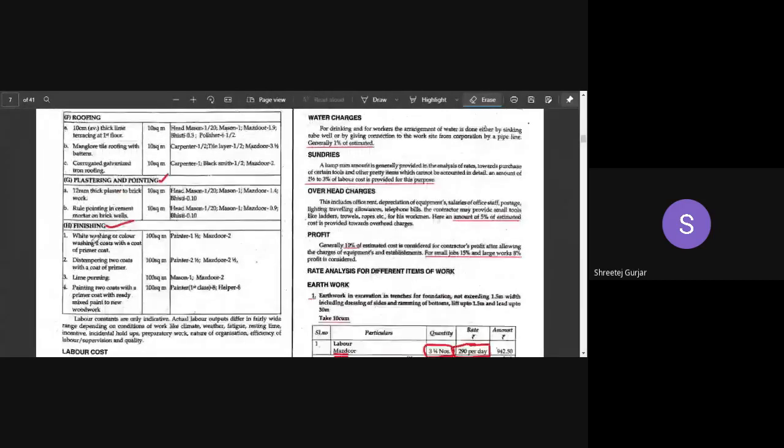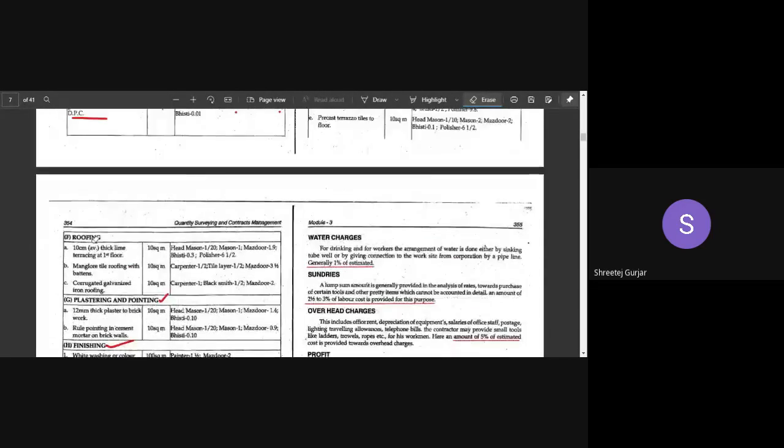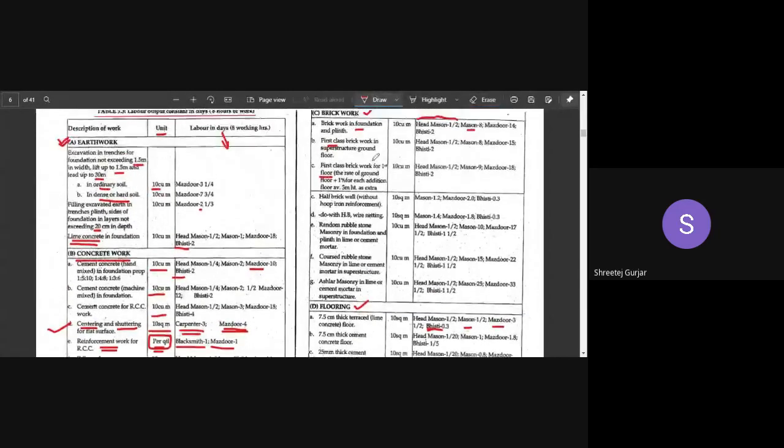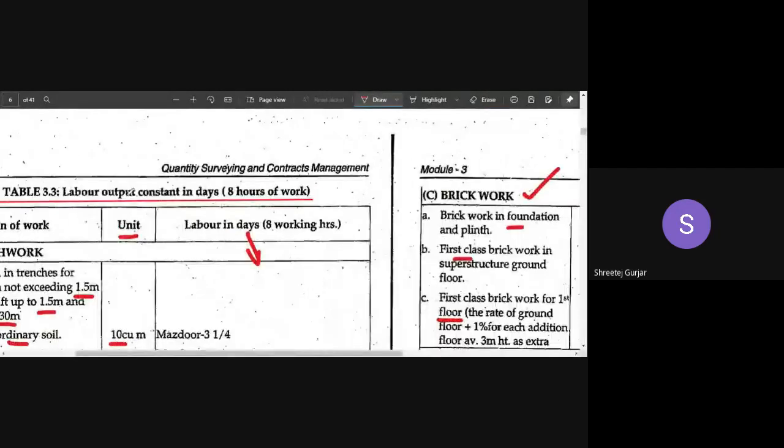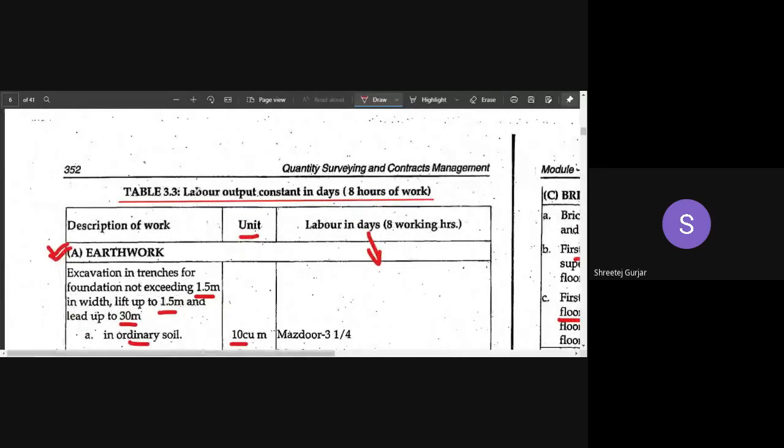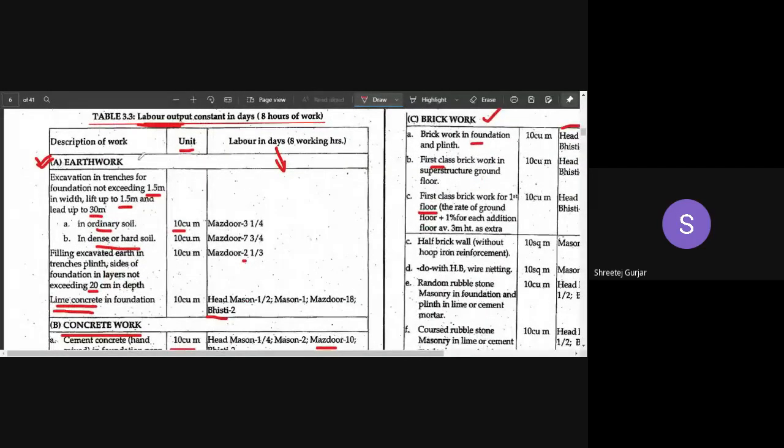I hope the laborers part is clear. Is this clear, the type of labor and labor output constant that we have to consider for different kinds of works? You can read through in detail later on. I have just explained in brief. Shall we move on to the next thing?